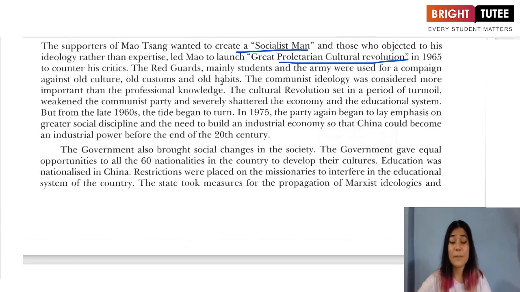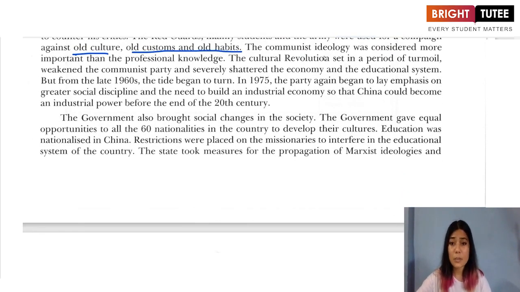The Red Guards, mainly students and the army, were used for campaigning against the old culture, old customs and old habits. As a part of this cultural revolution, the Red Guards, the followers of Mao Zedong, campaigned to change the old culture, old customs, and to give up the old habits practiced by the Chinese people. Communist ideology was considered more important than the professional knowledge acquired by the Chinese people.